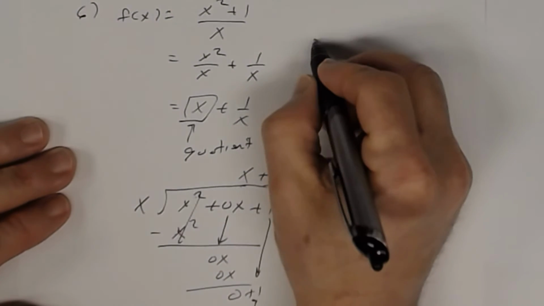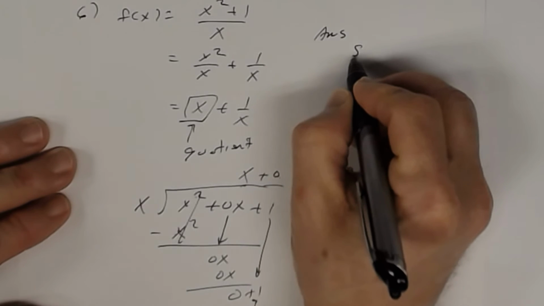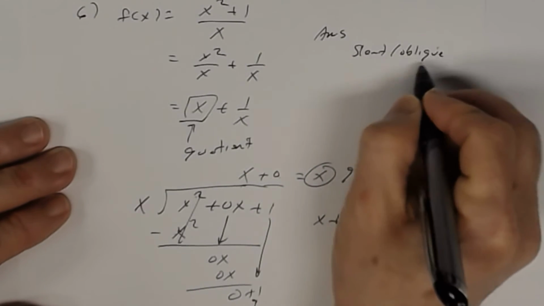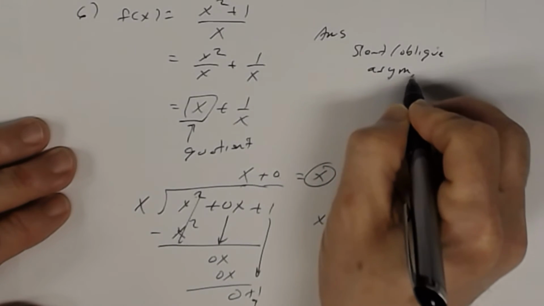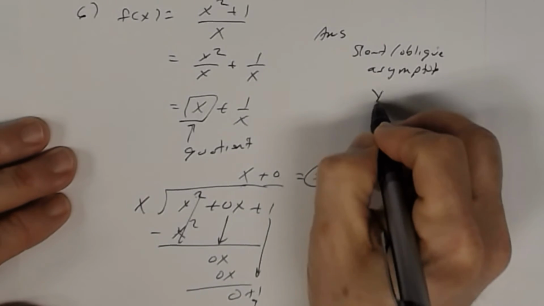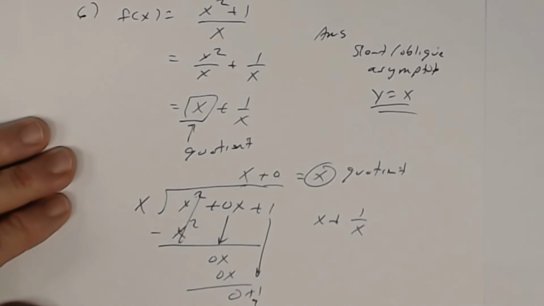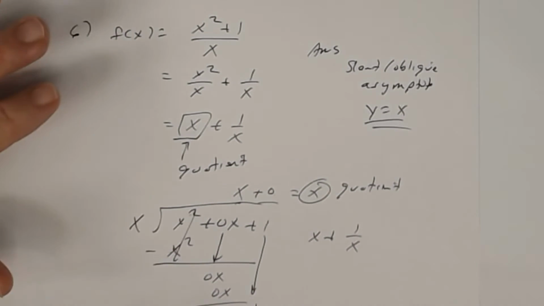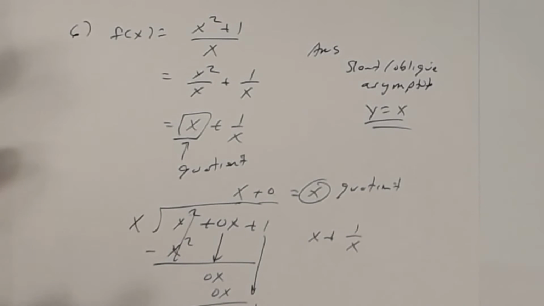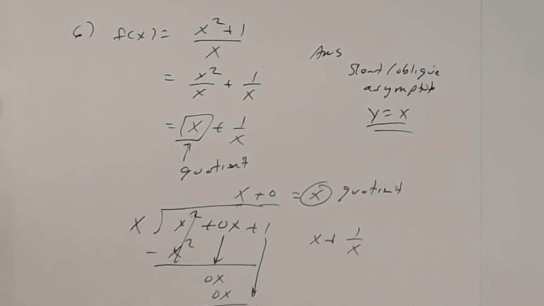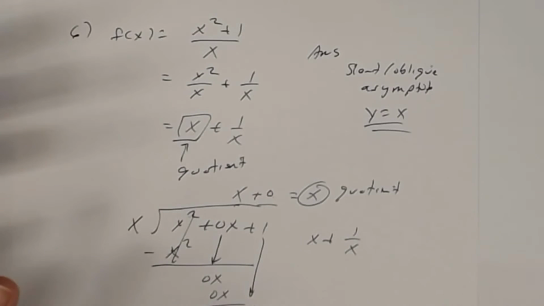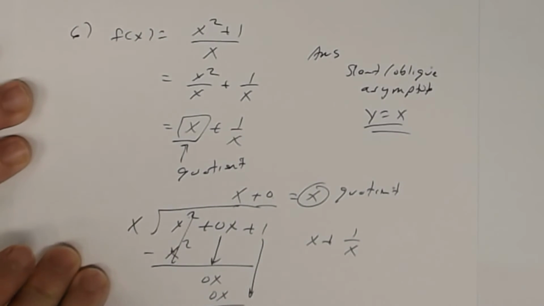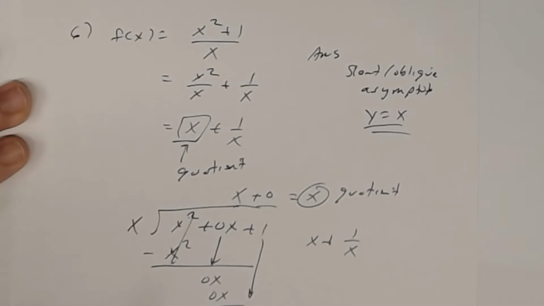And so the answer, your slant asymptote or oblique asymptote, is y equal x, right? And that's it. All right, so that was some examples on how to find the oblique asymptote. So every problem here, numbers 1 through 6, had an oblique asymptote.